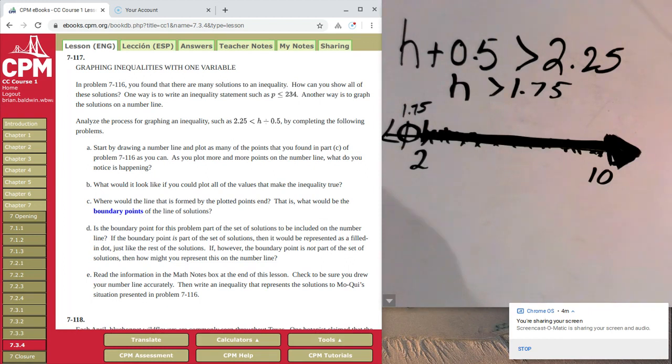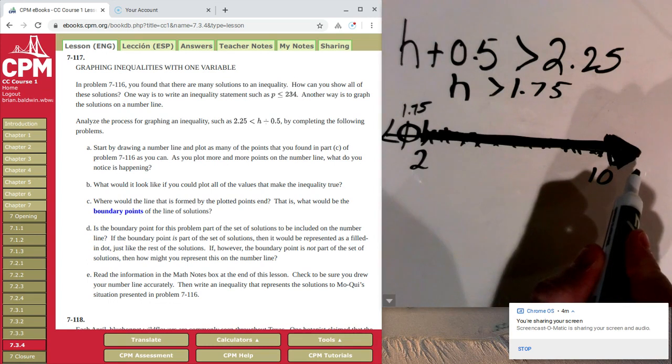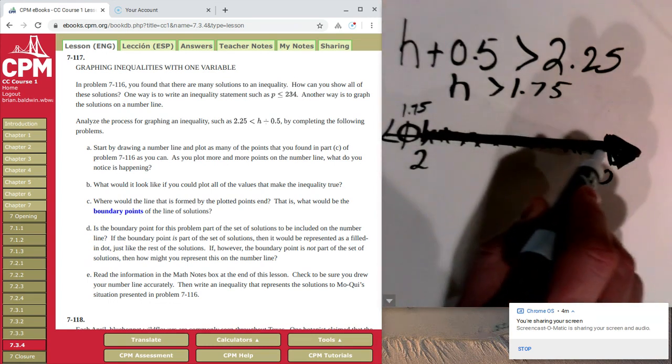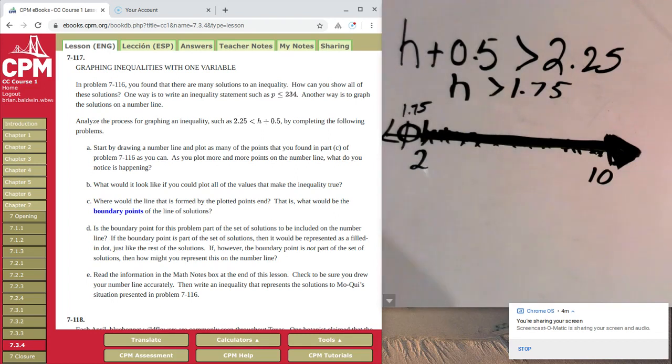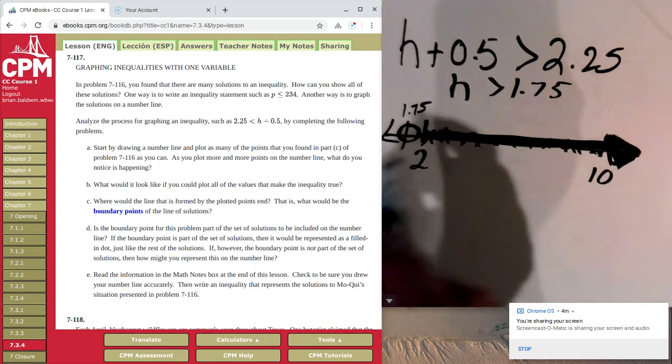So B says what would it look like if we plotted all of our values. If we continue to put dots all along our line, everywhere in between, we would get a solid line. Question C. Where would the line that is formed by the plotted points end? That is, where would the boundary points be? A boundary means where something begins and where it ends.